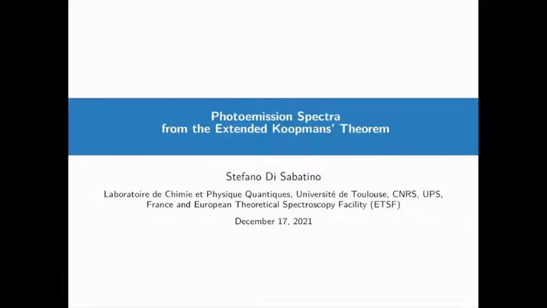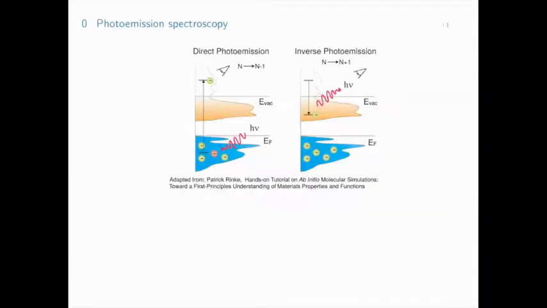Okay, so hello everybody, and let me thank the organizers for inviting me to give this seminar. The topic will be how to obtain photoemission spectra from the extended Koopman's theorem. Let me start with some motivation. Why are we interested in photoemission spectroscopy? Because it's a powerful tool to get insight into the electronic structure and excitations in materials.